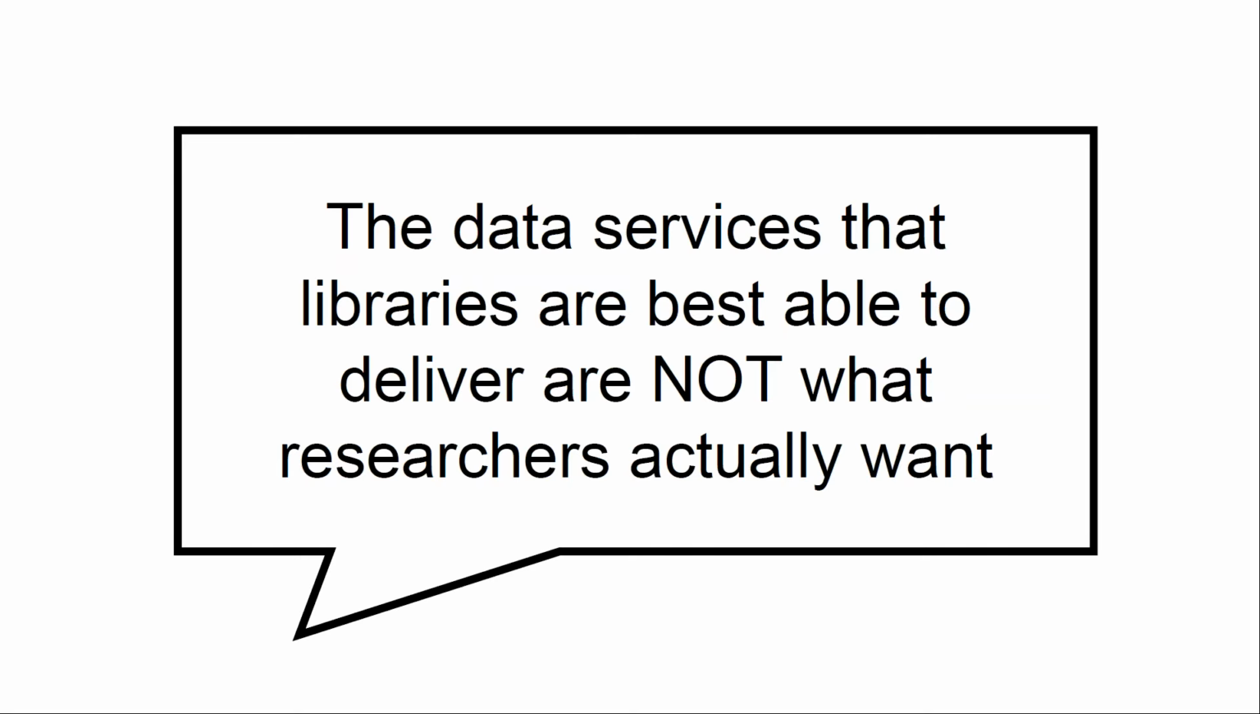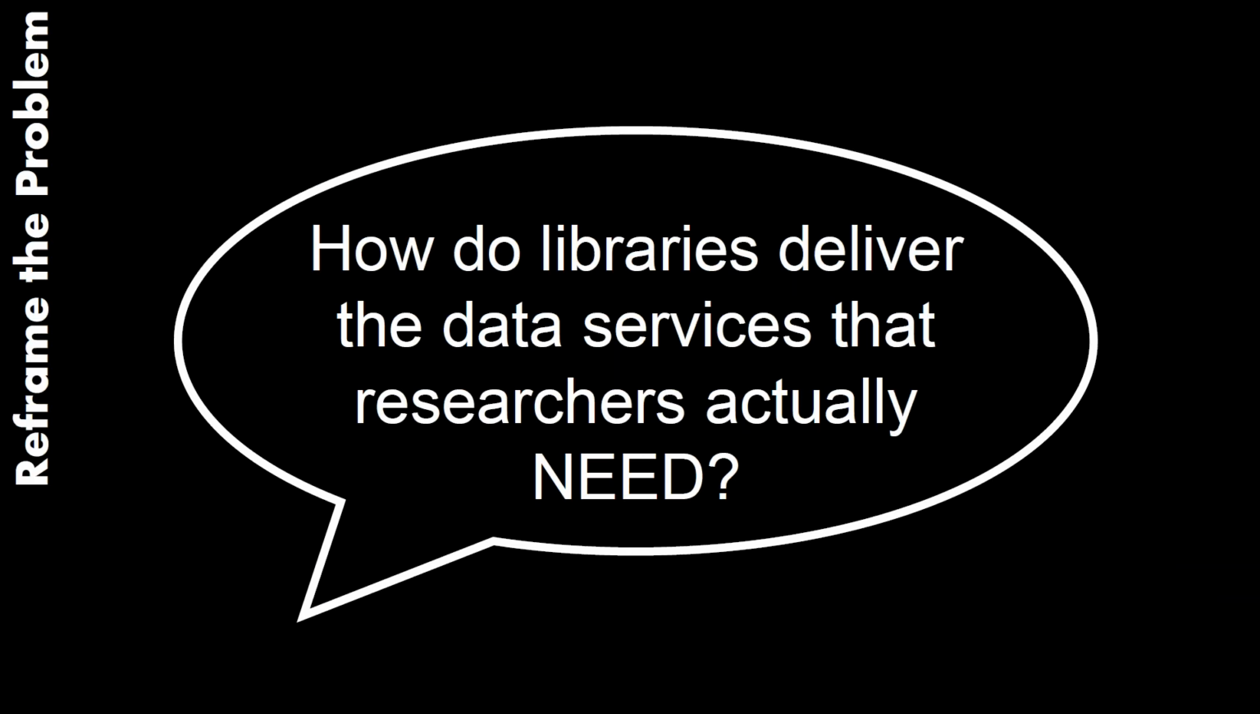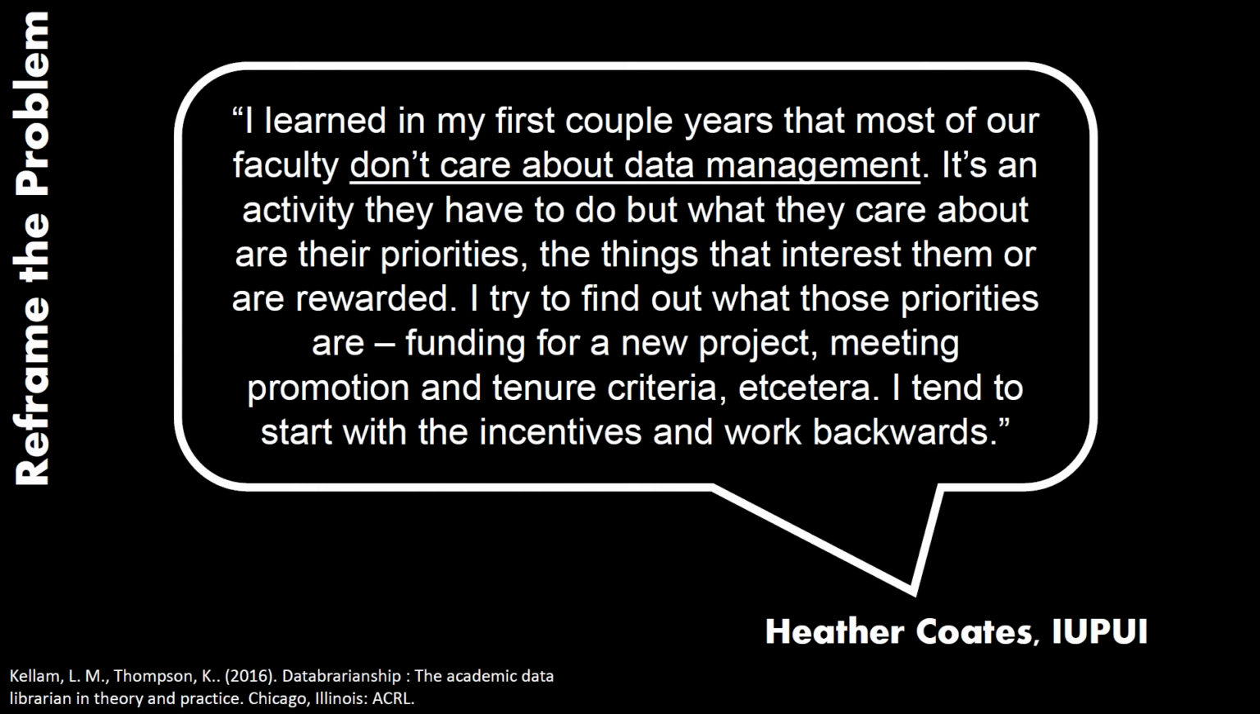So I want to talk a little bit about how to reframe this. Instead of talking about what researchers want, I think the obvious answer is the question: how do we deliver services that researchers actually need? But I think this idea of need is really important, and it goes beyond just this glib reframing that I'm doing, because need is critically important for understanding how to deliver data services to researchers. I actually can't sum this up very well. I'm going to turn to one of my colleagues at IUPUI, Heather Coates, because she has this quote that encapsulates what I'm talking about better than I can say.